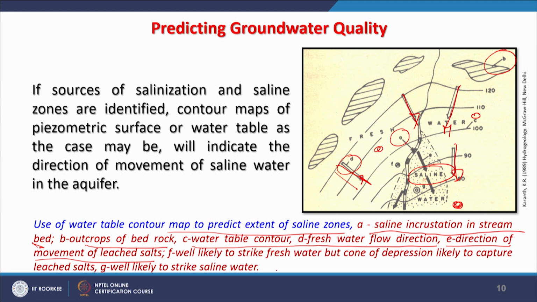So, F is likely to strike fresh water, but the cone of depression is likely to capture the least salt. So, this situation is here, and this situation is here, and G is the well likely to strike saline water. So, if we go for a bore well in this, then we are likely to have saline water. So, better understanding of an area can predict what groundwater quality one is going to have in his well.